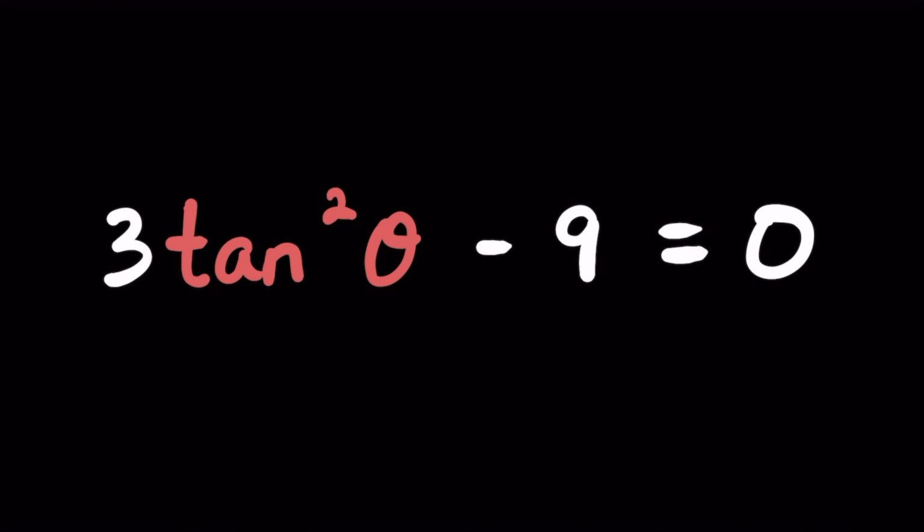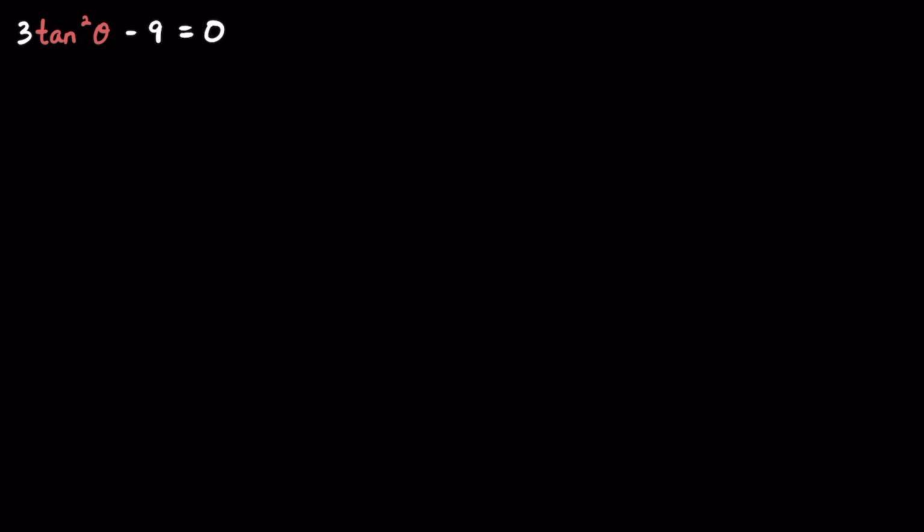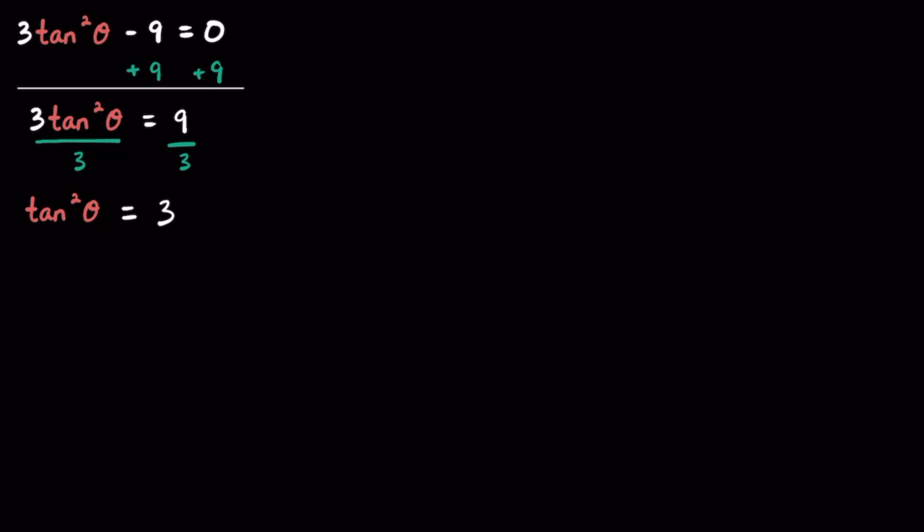Alrighty, let's take a look at solving this trig equation here. We're going to want to isolate the trig function, so I'm going to start by adding 9 to both sides of the equation. And once we do that, we're going to have this new equation of 3 times tangent squared of theta is equal to 9. And then similarly, we're going to go ahead and divide both sides by 3. Once we do that, we get this equation of tangent squared of theta is equal to 3.